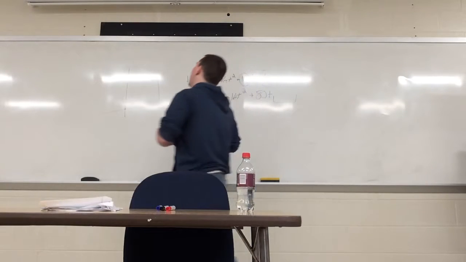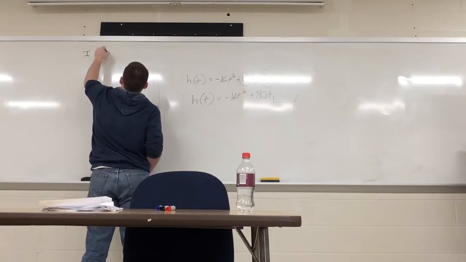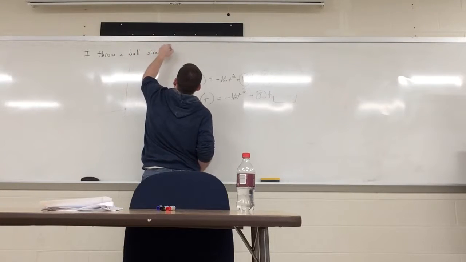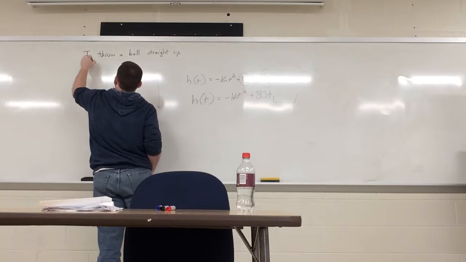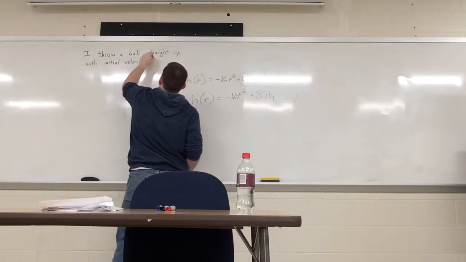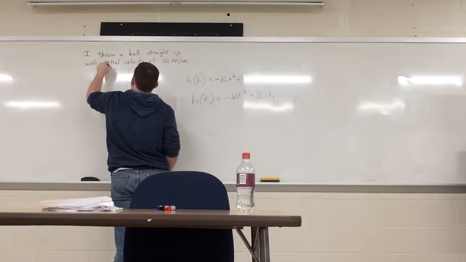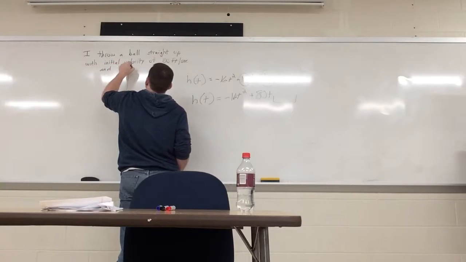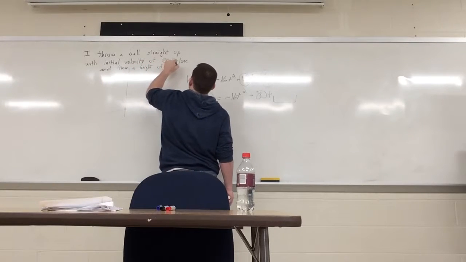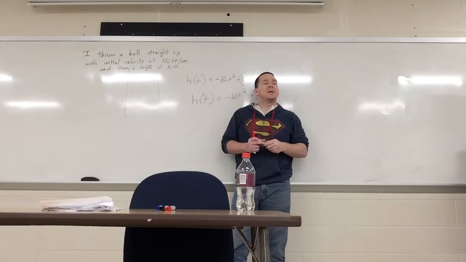If we went in reverse, and I said, I throw a ball straight up with an initial velocity of 80 feet per second, and from a height of 10 feet, find an equation for that information. What would the equation be?